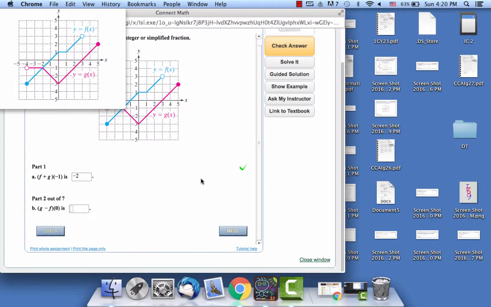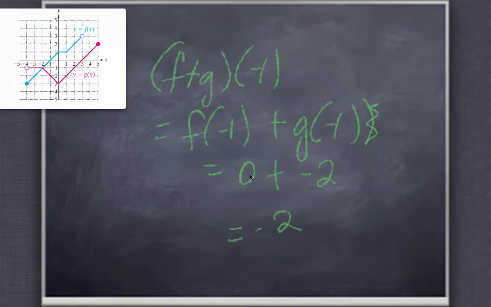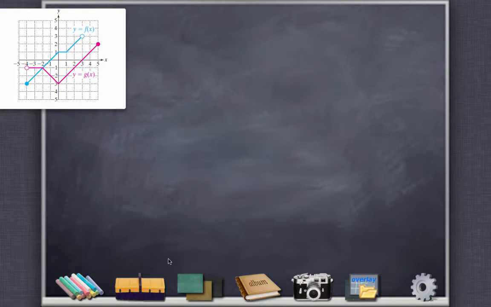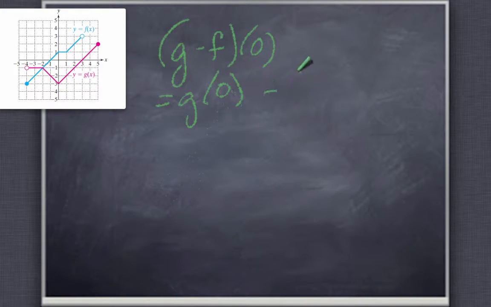Okay, so now we want g minus f of 0. G of 0 minus f of 0. G of 0, I go down to the pink line at 0, and it hits negative 3. F of 0, I go x equals 0, go up to the blue line, it's 1.